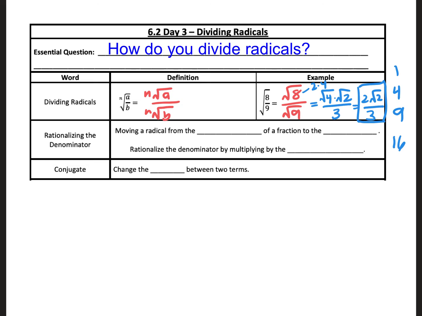Your next word is rationalizing the denominator. It's moving a radical from the bottom of a fraction to the top. And we rationalize the denominator by multiplying by the conjugate. Your last word is conjugate. To write the conjugate, you change the sign between two terms. So if it was a plus, it becomes a minus. If it was a minus, it'll become a plus. And we're going to do an example of those in the next slide.